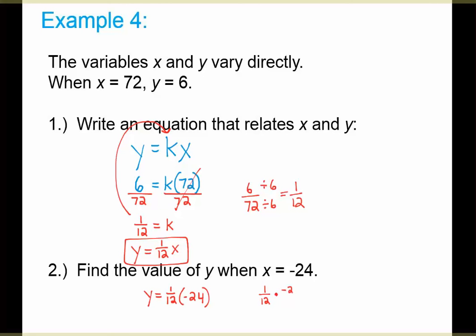That means that negative 24 gets written as negative 24 over 1. I usually feel a little bit more comfortable when I have a top and a bottom times a top and a bottom. And so top times top, I get negative 24. Bottom times bottom, I get 12. And negative 24 divided by 12, that's a negative divided by a positive, I get a negative. It's going to be negative 2. Okay? So the value of y when x is negative 24 is just going to be negative 2. So you can write y equals negative 2 as your answer statement.